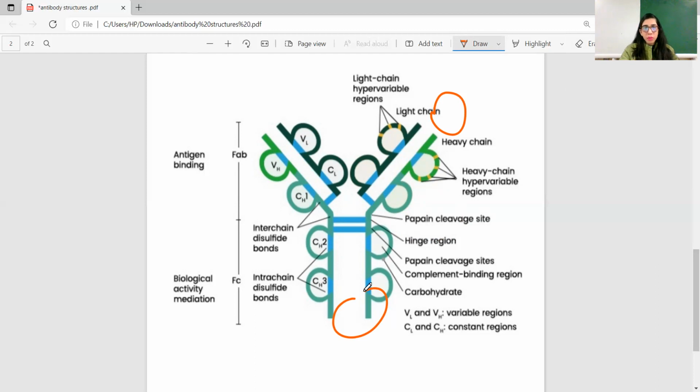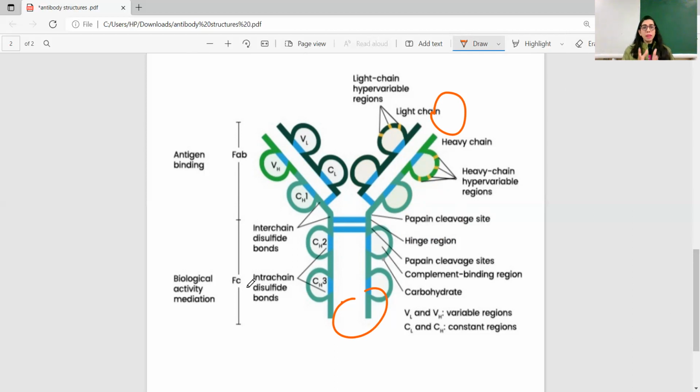You must have learned in chemistry as well. So this region, we also call it the Fc region. And another important reason why we call it the Fc fragment or Fc region is that it helps in binding with the complement system. Now you must be thinking, what is this complement system?